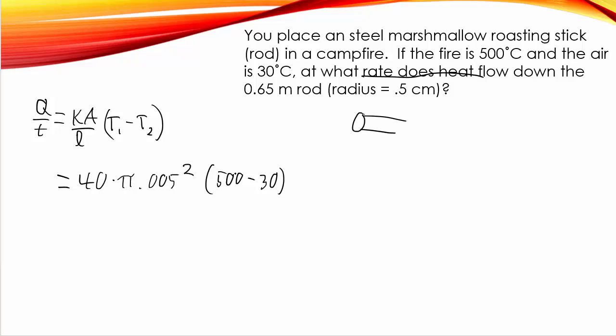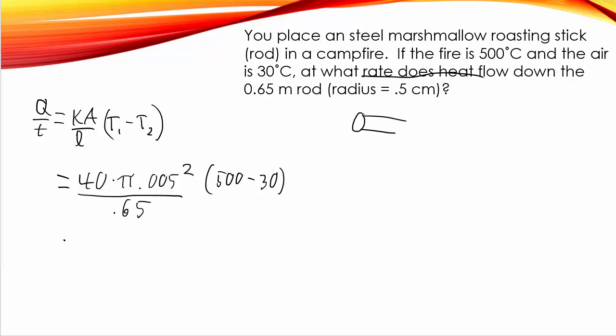It doesn't really matter which one is T1 and T2. All it's going to do is switch a positive and negative sign. And you should be able to keep track of which way the energy is flowing anyway by knowing that it flows from hot to cold. Okay, then we got to divide by the length of the rod, 0.65 meters. And that's really all there is to this problem.